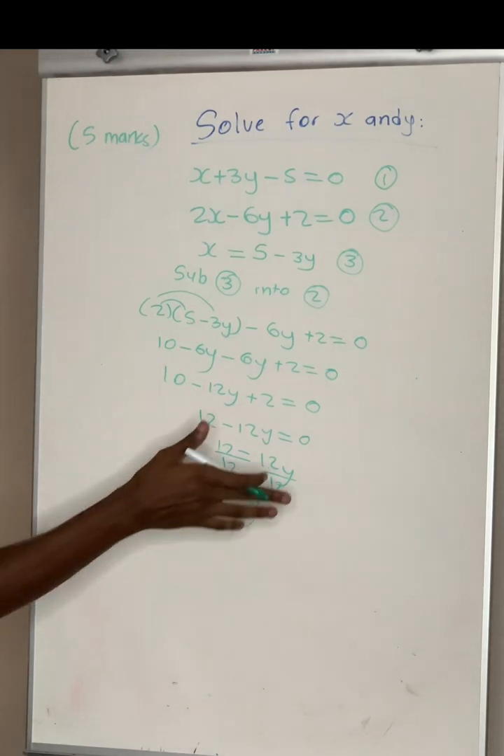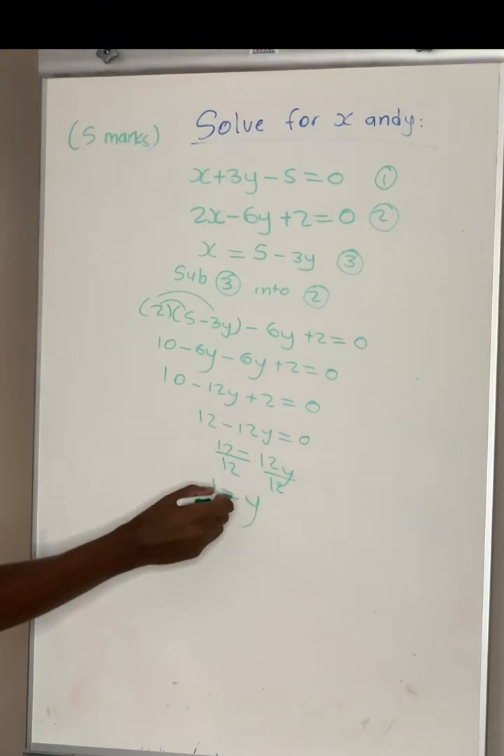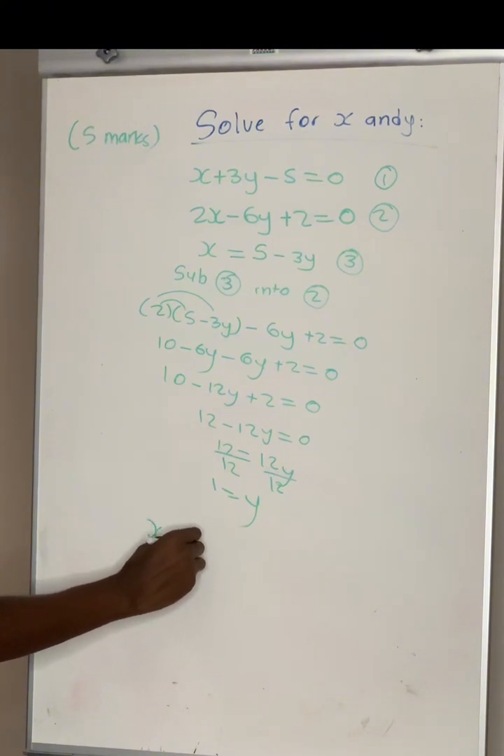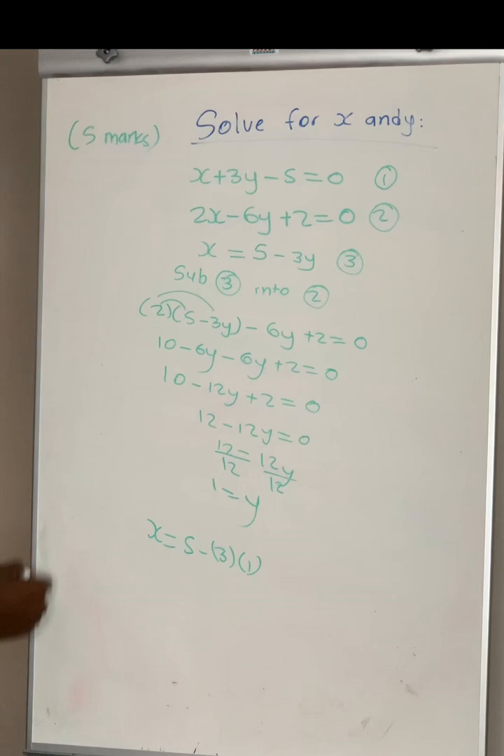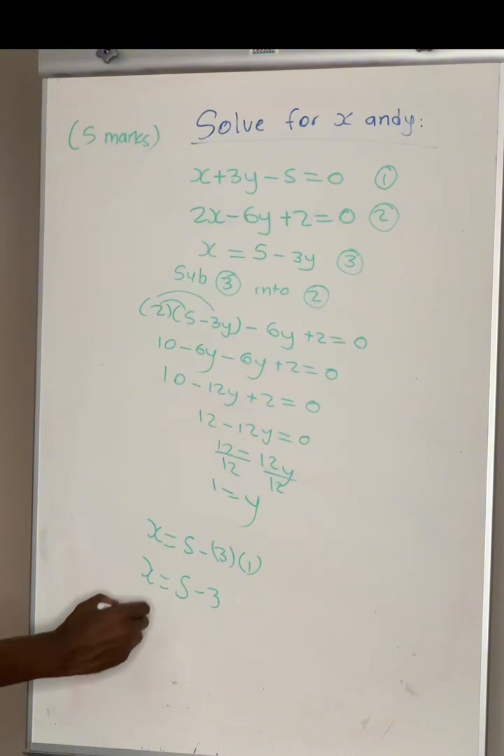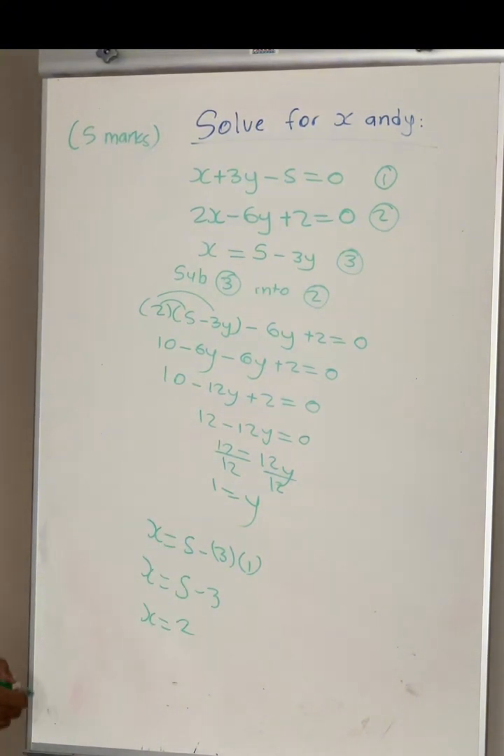We can then from here solve for x. Let's substitute 1 back into equation 3. So x is equal to 5 minus 3. Our y is positive 1. x is equal to 5, 3 times 1 is 3. 5 minus 3, that is positive 2. So we have solved for x and y.